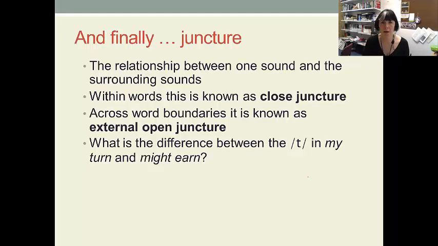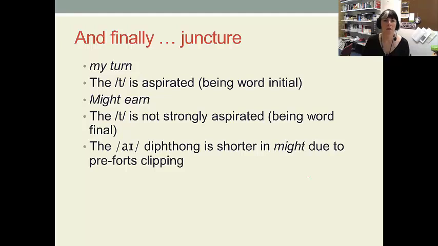These sound pretty similar, don't they? So in "my turn", the T is aspirated because it's word initial. It's at the beginning and I have to aspirate this T here. "My turn, my turn." In "might earn", I don't have to strongly aspirate it. It's not necessary. And also, something else, I can substitute this one with a glottal stop. So I can say "might earn" with a glottal stop, but I can't do that in this one where it is word initial.